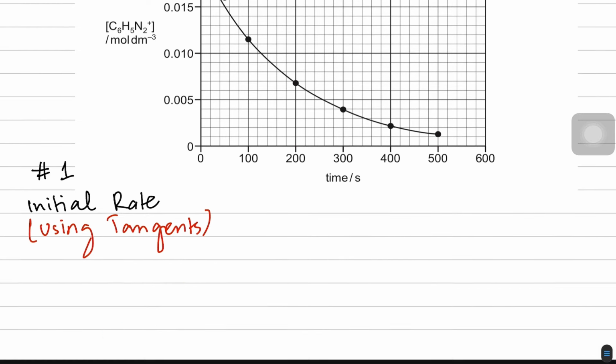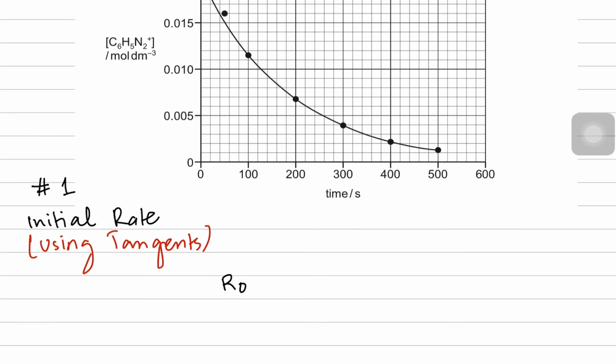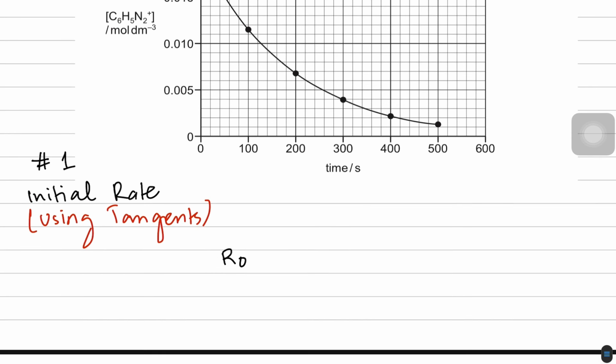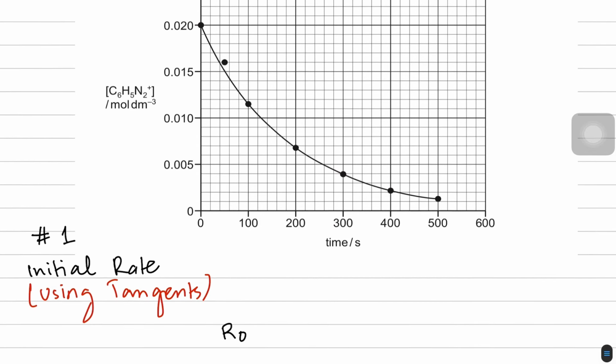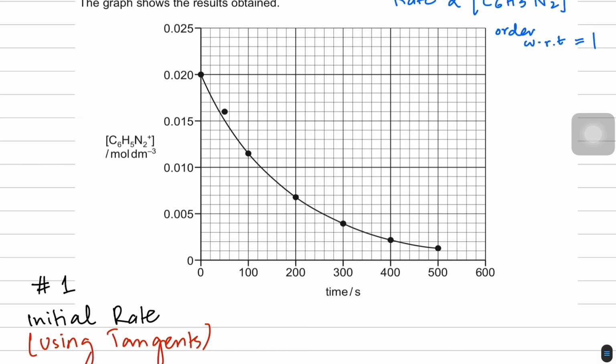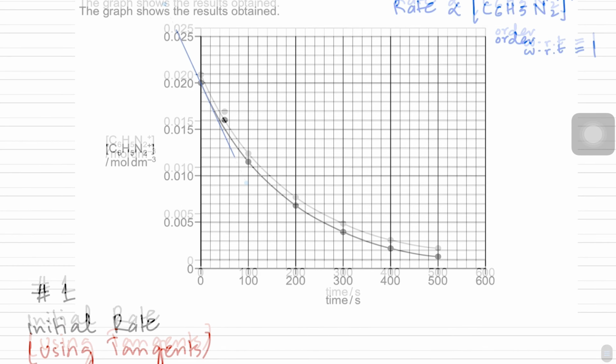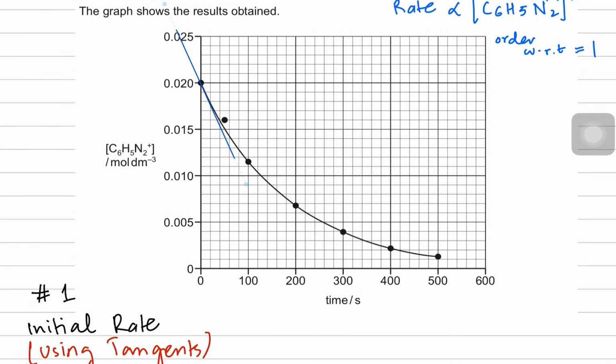Now what I'm going to do is find the rate of reaction at the 0th second and at the 100th second. I'm going to first find the rate at the 0th second, which is the initial rate. How will I do that? I will draw a tangent to the graph at time 0, and then I will find the gradient, because the gradient will tell me the rate of reaction.